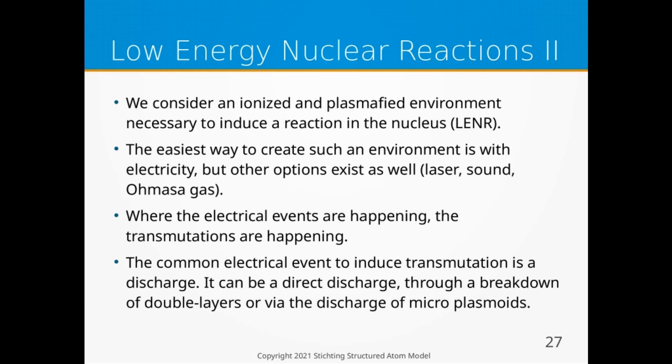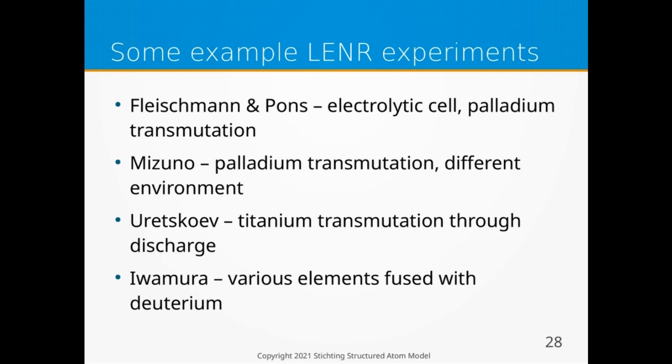The environment has to be ionized or plasmified. This can be done through electricity, but other options are possible, such as laser, sound, or massa gas. When and where a discharge happens, either directly through a breakdown of double layers or via a discharge of microplasmoids, transmutations happen. If we look at various historic LENR experiments, we see a pattern emerge.